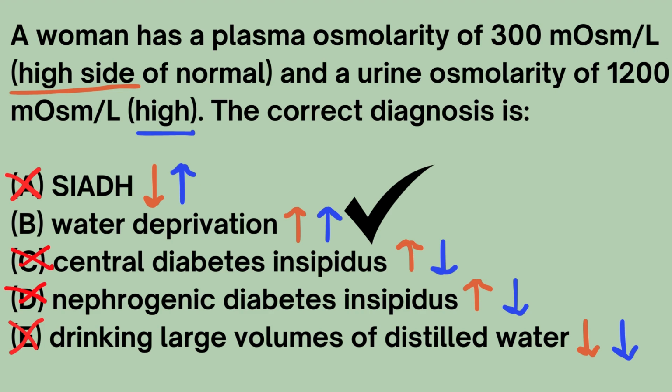Okay, final step. Let's look at the urine osmolarity. We are looking on the high side of normal. And honestly, I probably wouldn't even have to run through these because I already know, these are both on the high side. I'm dealing with one of our water intake problems. However, let's think about it. We're left with water deprivation, central DI, and nephrogenic DI. We know that water deprivation will have high urine osmolarity, but central and nephrogenic DI will have low urine osmolarity. Therefore, the right answer is B, water deprivation.